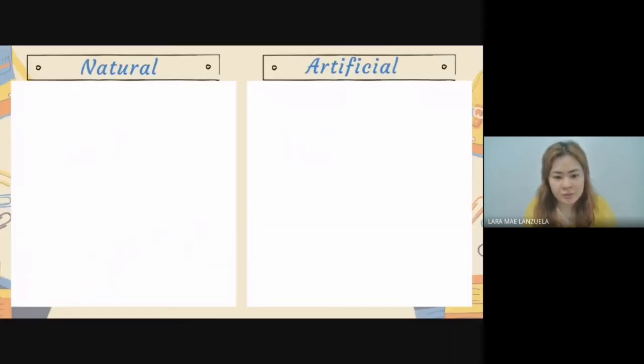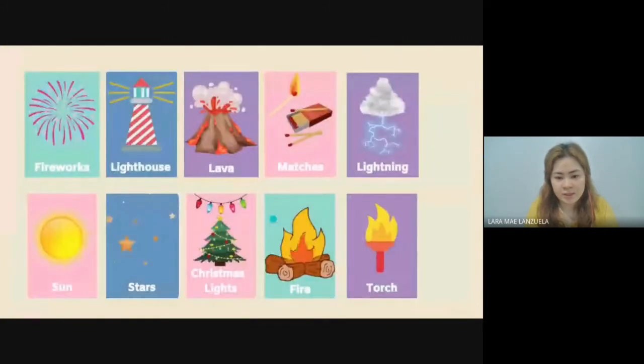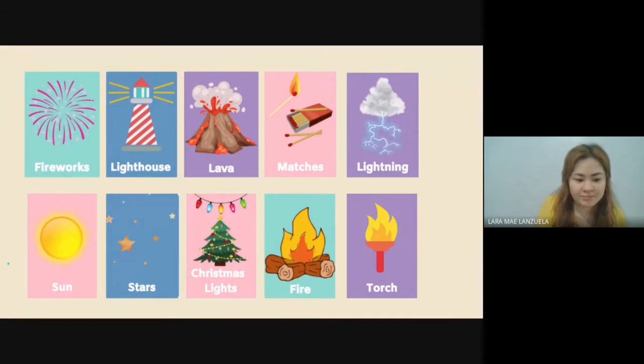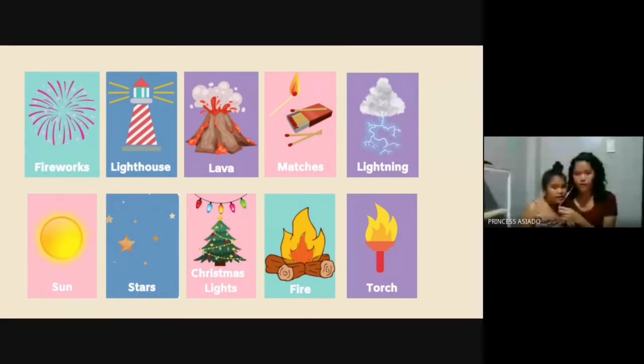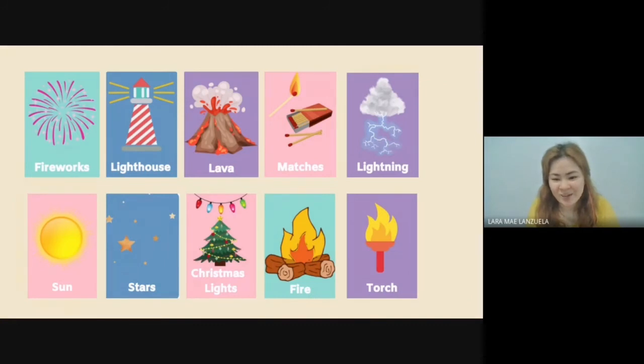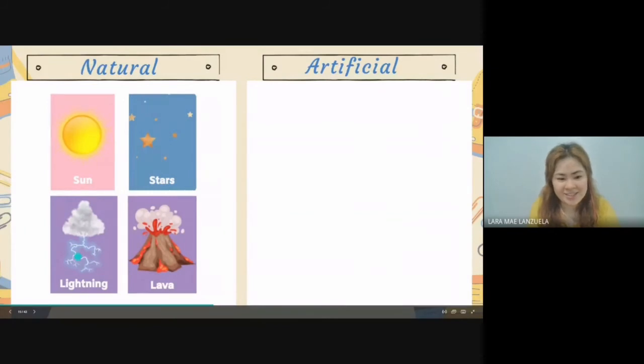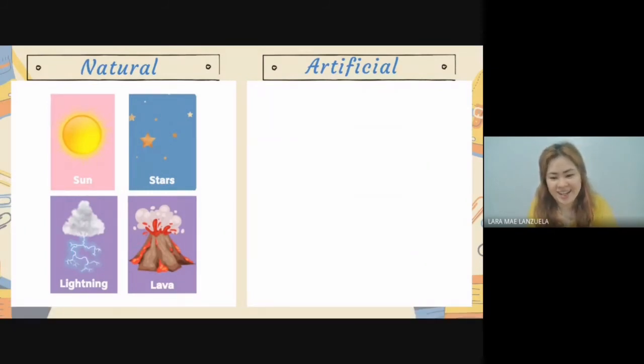Okay? The first one is the natural sources of light. Which among these cards do you think is under the natural sources of light? Okay, Princess. Natural po, it's lava, lightning, sun, and star. Very good. So, under the natural sources of light, there are the sun, stars, lightning, and lava.